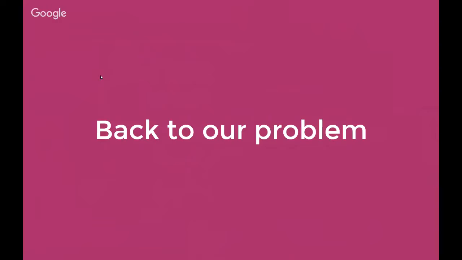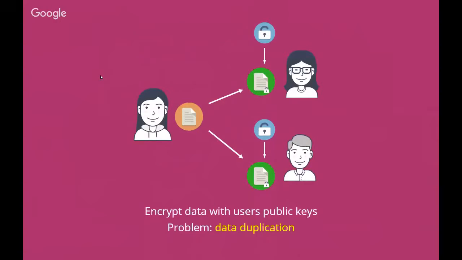So back to our problem. A client needs to be able to share data with more than one user. In this case, you can see Alice sharing data with, let's say, Barbara and Bob. And they both have a public key, which is the lock icon here. So we could use the public key to encrypt the data for each one of these users, but then we would end up with two versions of the encrypted data.